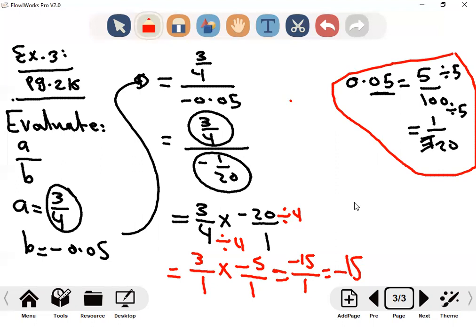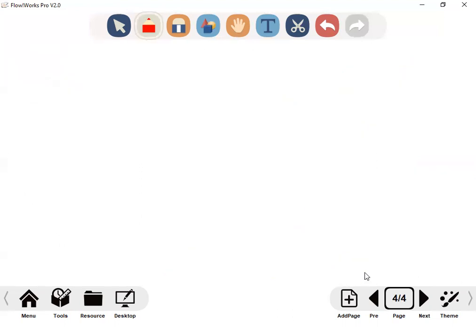No, you can multiply then divide. 3 multiply negative 20, how much? Negative 60. 4 multiply 1. Negative 60 divided by 4, negative 15. It's the same. So let's do the check, and let's see your answers.